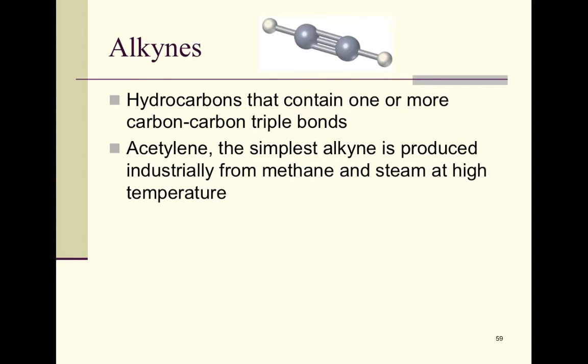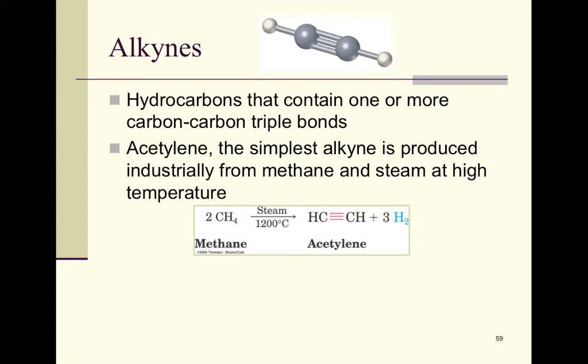Acetylene, the simplest alkyne, is produced industrially from methane and steam at high temperature. This is the industrial process, the industrial reaction. Typically, when we find really high temperatures or really high pressures, that's a very good red flag to tell us that's the industrial process, because we wouldn't want you to do this high temperature in lab to make it.